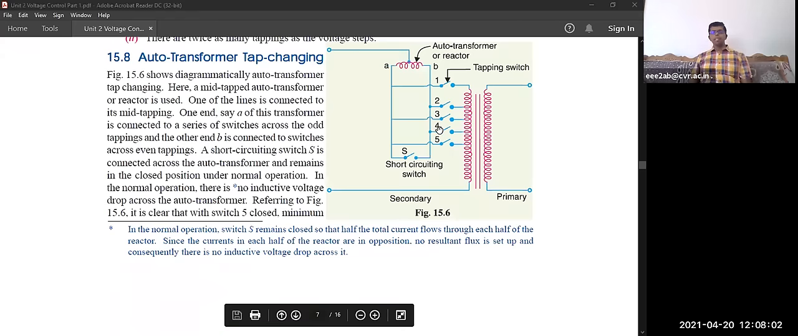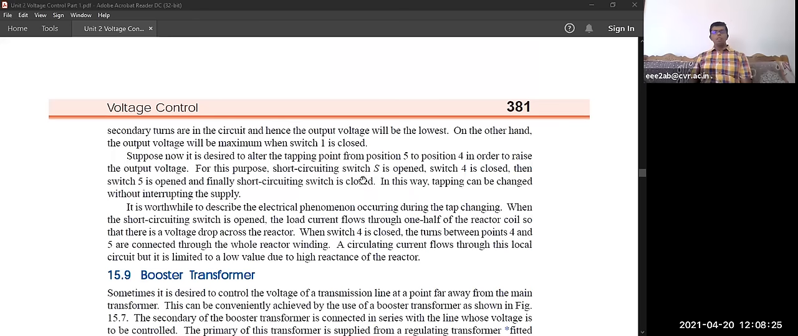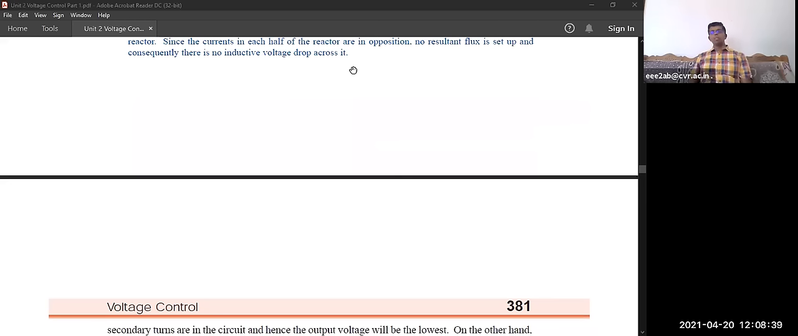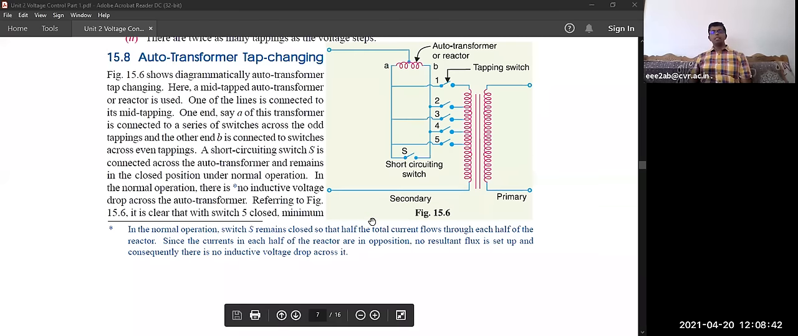Suppose you want to change from 5 to 4. By that time, we will open this short circuiting switch so that you can change. You can open this tap 5 and close this tap 4. Again, you have to close this short circuiting switch. Understood? In this way, tapping can be changed without interrupting the supply. So there is no interruption in the supply on this secondary side.